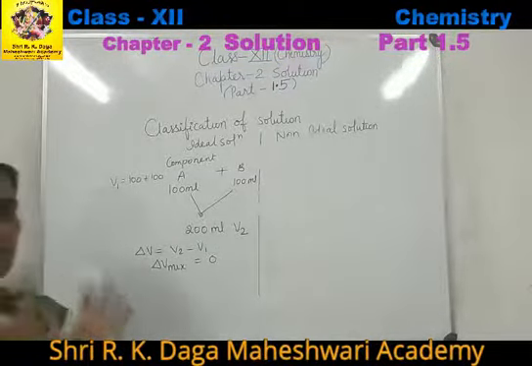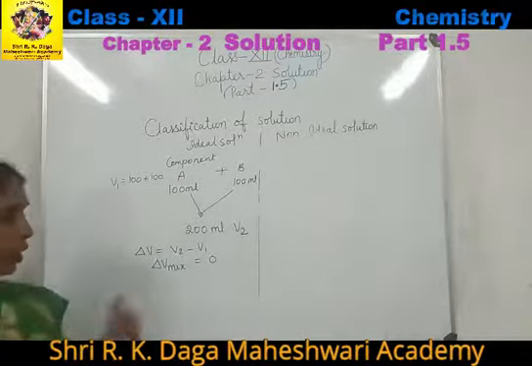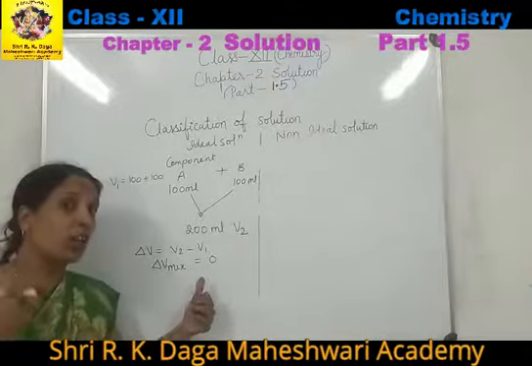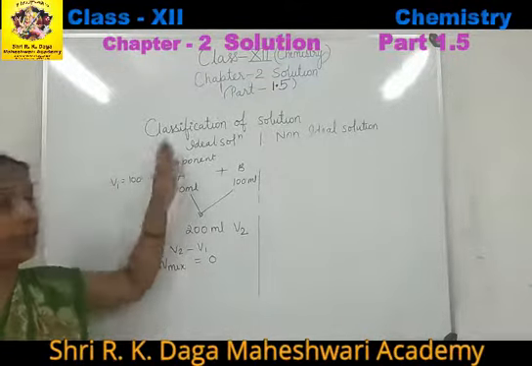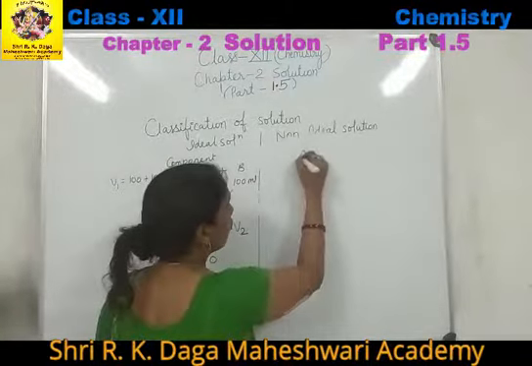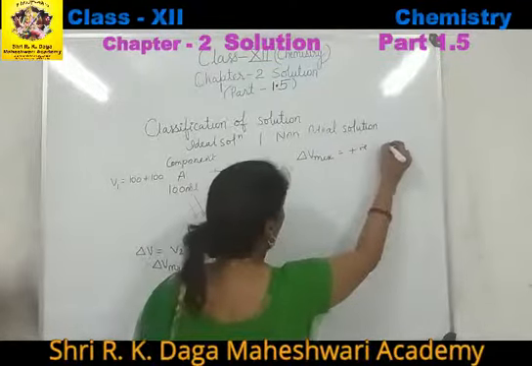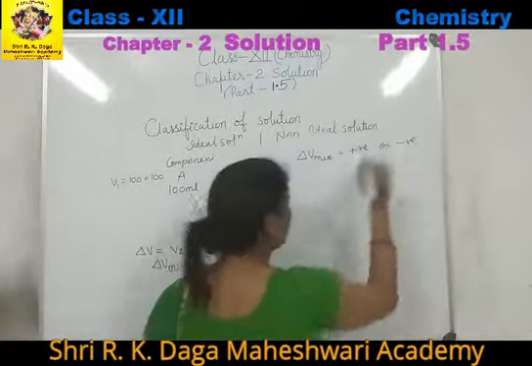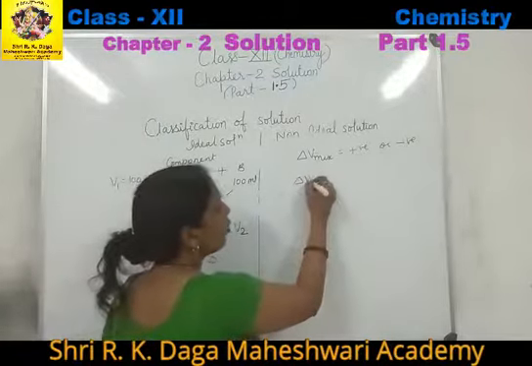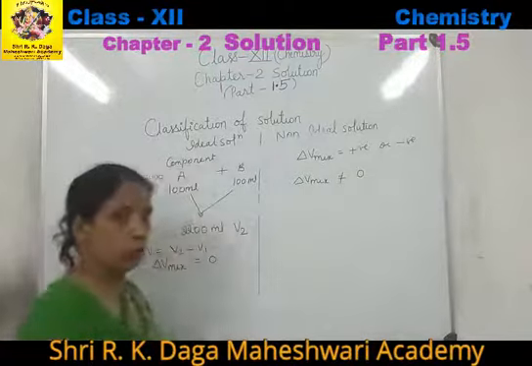If after mixing the two components, the change in volume of the solution is equal to 0, it means the solution volume neither increases nor decreases. So it will be an ideal solution. But in case of non-ideal solution, the change in volume will either be positive or negative, means the volume will either increase or decrease, means the del V mix is not equal to 0. So we will call it a non-ideal solution.